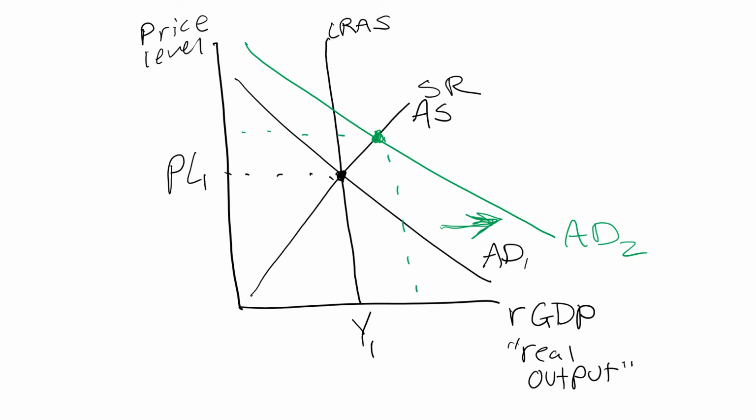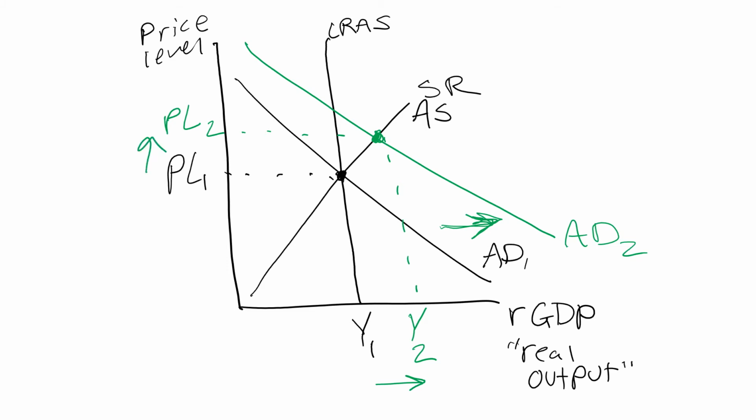We're going to have a new equilibrium. And now this is where we get to the main thing they want to know for this question. What happens to output and the price level? Well, now you can see that our output, Y2, is over here. So we had an increase of real output, and price level, PL2, is up there. We had an increase in the price level.